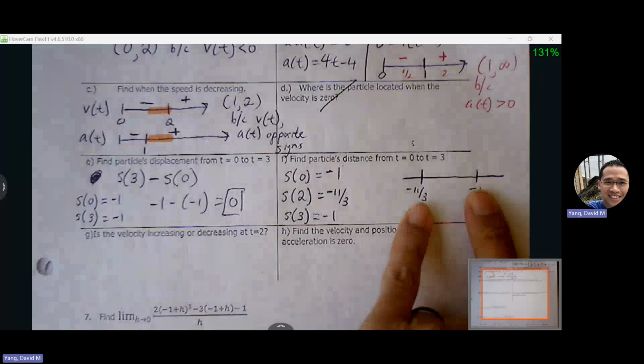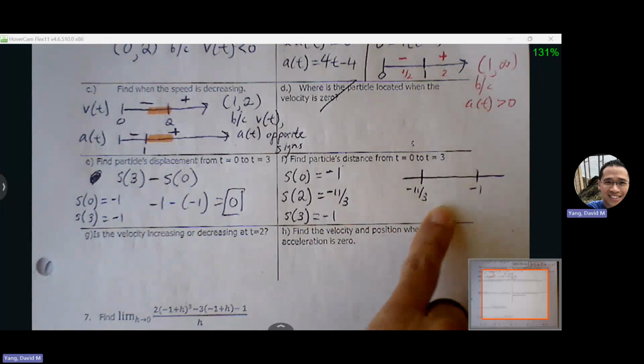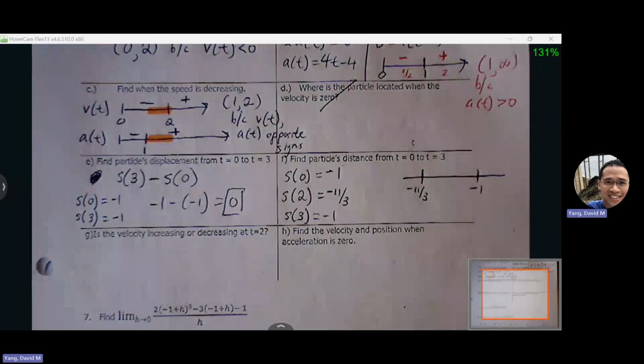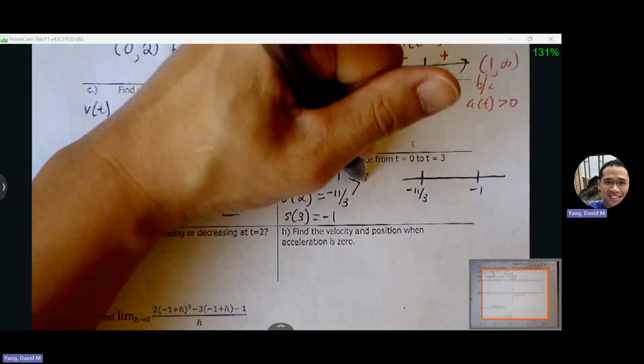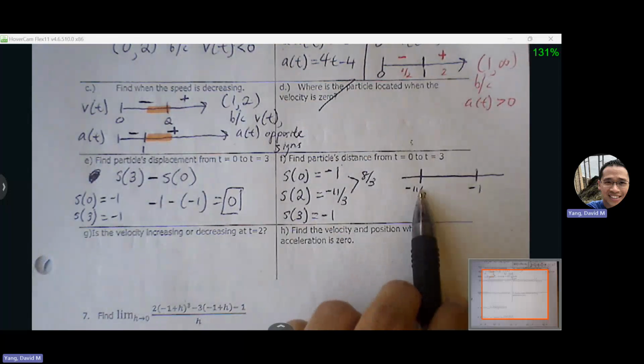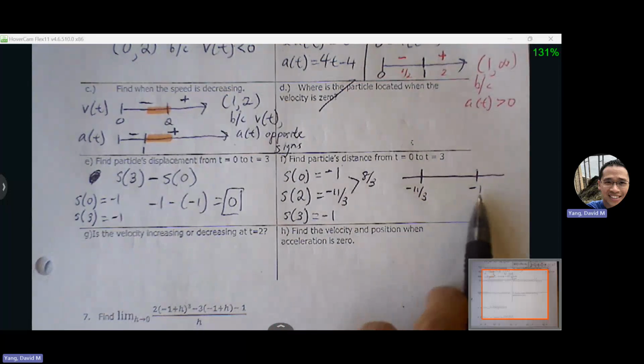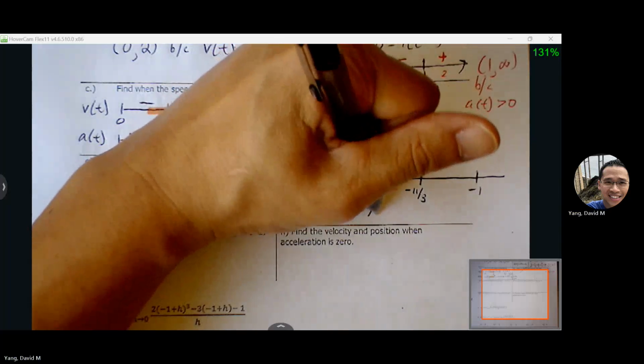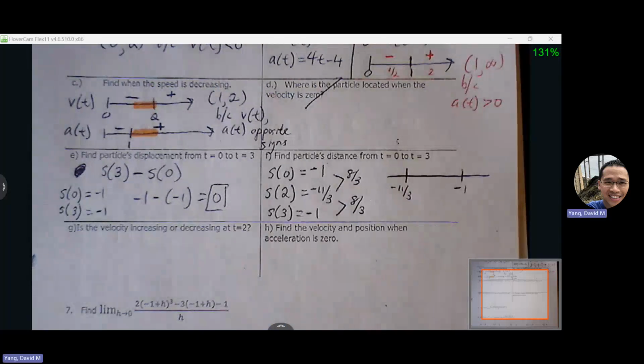If I want to figure out how much I've walked, I just subtract these numbers, right? So negative 11 thirds minus -1 gives me 8 thirds. So it takes me 8 third steps from here to here. And then walking from here back to -1, that's another 8 third steps. So I add the 2 accumulations and I get 16 thirds.